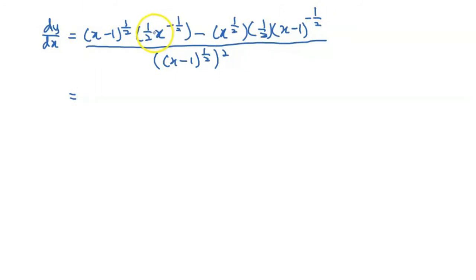The first common factor is 1 over 2, x to the power of negative half. The second common factor is x minus 1. In the front part, it is to the power of half. In the back part, it is to the power of negative half. So, we will factorize out x minus 1 to the power of negative half.